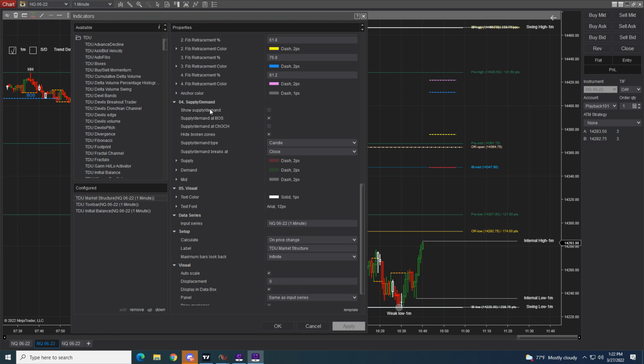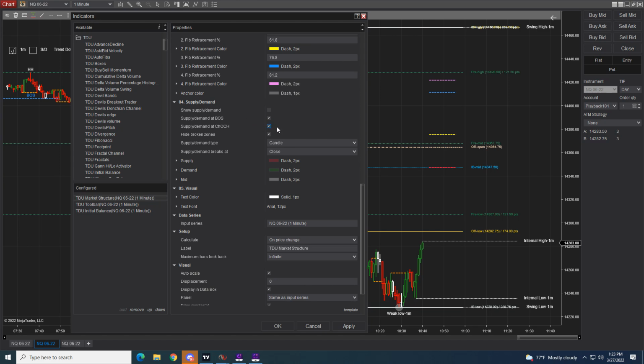So you'll recall that with our supply and demand zones, we have the choice of whether we want to show them at both break of structure as well as change of character. Now, again, this is a choice you want to experiment a little bit with. Of course, if you turn on the supply demand zones at change of character, you're going to have far more supply and demand zones on the chart. You may or may not want that. This would be up to the individual trader and just making a decision.